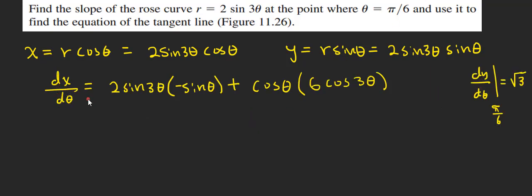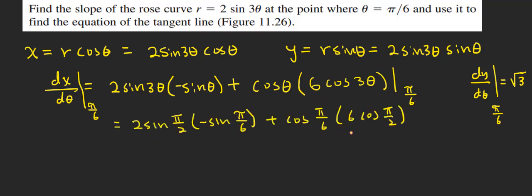Now dx over d theta will be, again using the product rule, 2 sine 3 theta times the derivative of cosine theta, which is negative sine theta, plus cosine theta times the derivative of this, which will be 6 cosine 3 theta. Again, we have to evaluate dx over d theta when theta is pi over 6. So instead of theta, we've got to substitute pi over 6. And you get this expression over here after you substitute pi over 6 for theta.